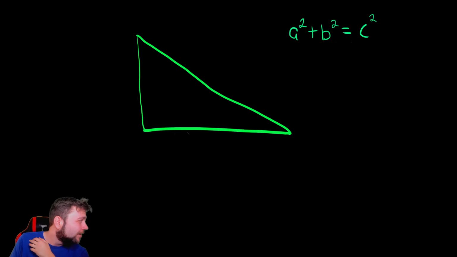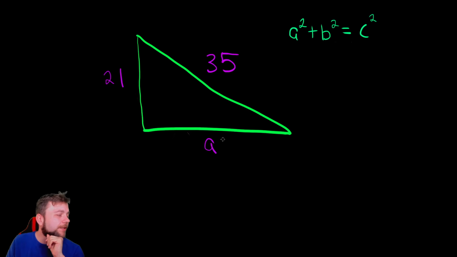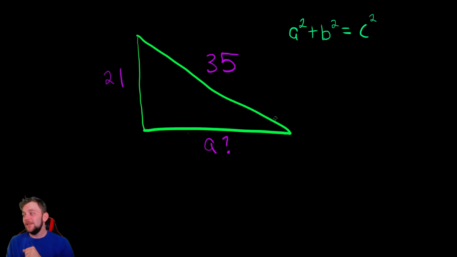Okay. So our side 1 will be 21, and this is 35. Okay? And they want to know what this is. They say, hey, solve for A. So you have to figure this out.